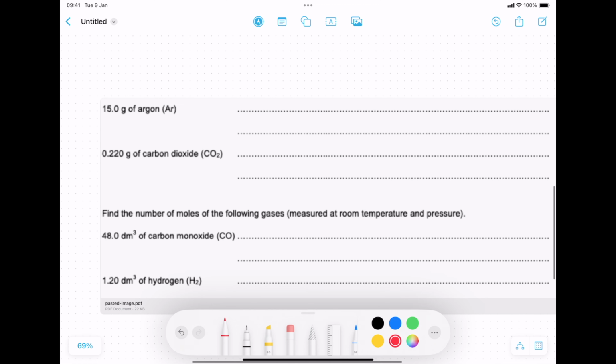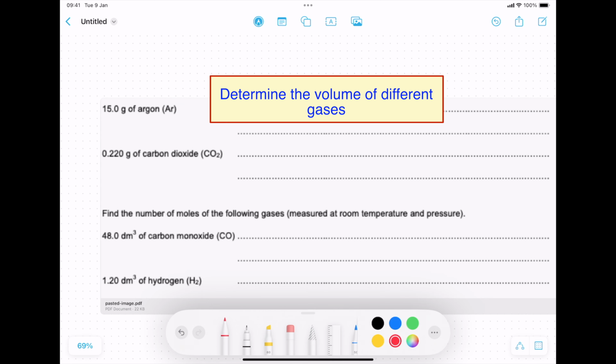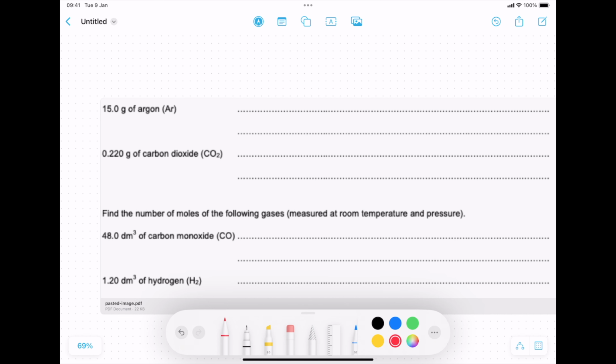So in the first two, we are given the masses of argon and the mass of carbon dioxide, and we've got to work out the volume of each one. But before we can work out the volume of each gas, we need to work out the moles because we're given the mass in grams. So for this, we need the solids formula. Moles equals mass divided by the RFM.